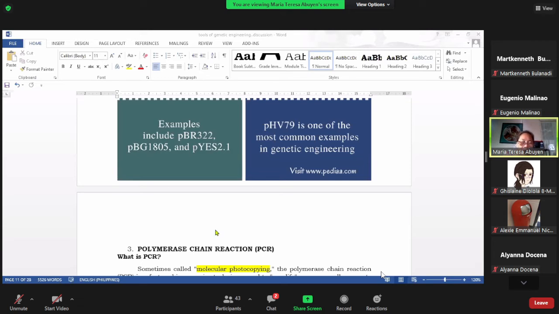Okay, so another tool in genetic engineering is polymerase chain reaction. I don't know if you are familiar with this machine. Are you familiar with RT-PCR? Class, are you still there? Yes. Okay, are you familiar with RT-PCR? Yes. So, what is RT-PCR?